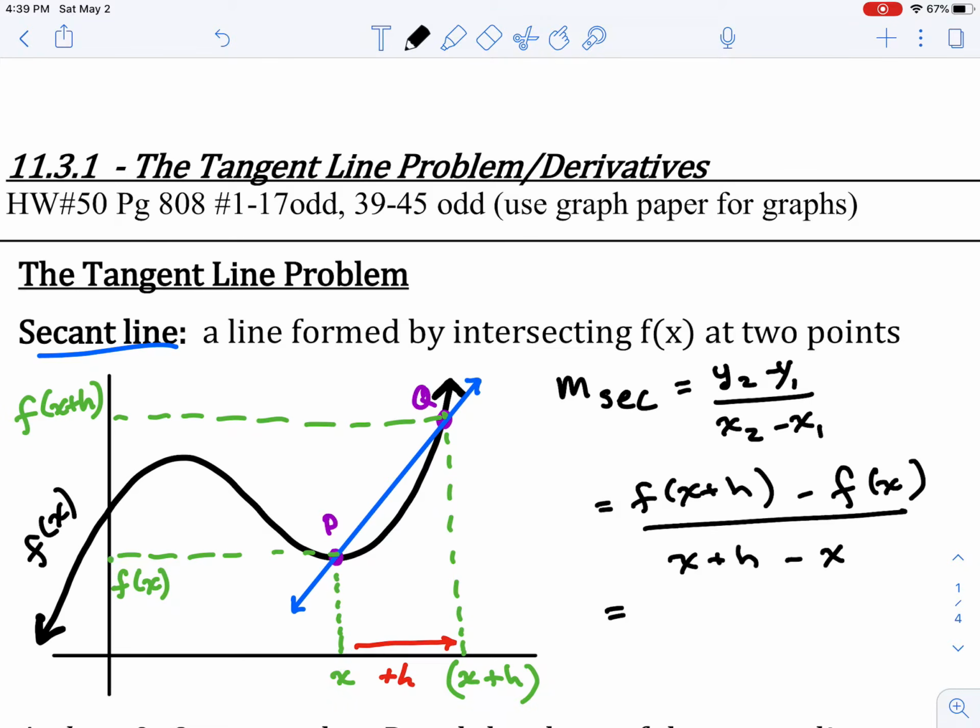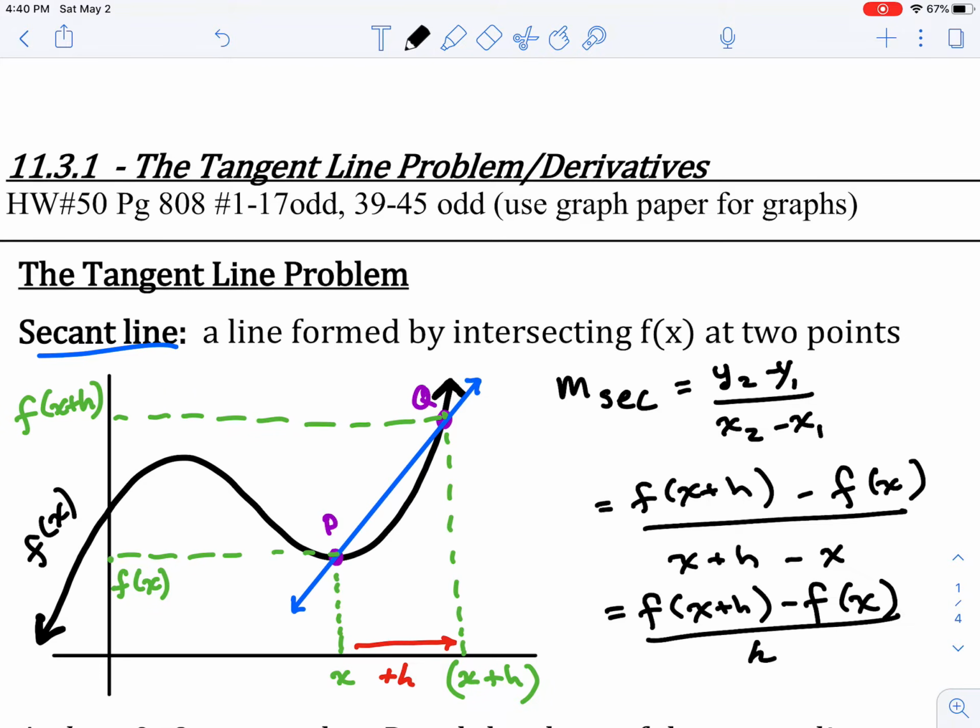So this can be cleaned up even further by calling this f of x plus h minus f of x all over, well, x and negative x are going to negate one another, and we're just going to have h.